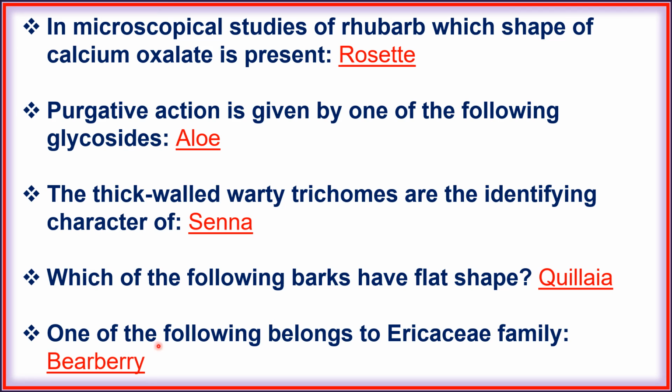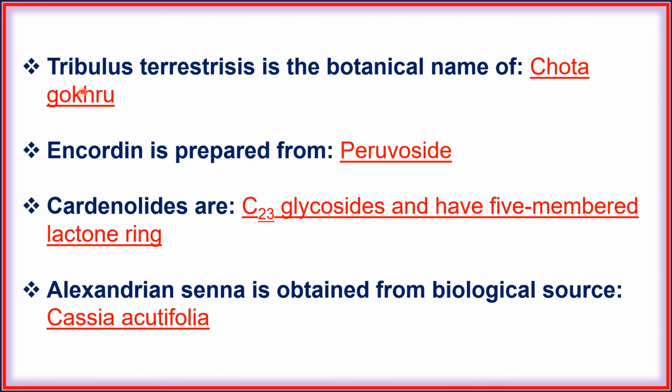Next, one of the following belongs to Ericaceae family, that is bearberry. Next, Tribulus terrestris is the botanical name of Chota Gokhru. Next, Neriifolin is prepared from perivoside. Next, cardenolides are 23 carbon glycosides and have 5-membered lactone ring. Next, Alexandrian senna is obtained from biological source, that is Cassia angustifolia.